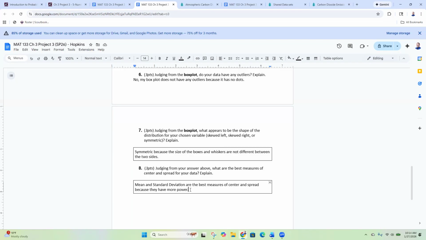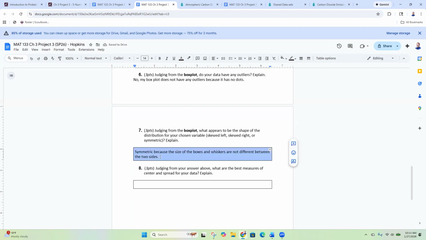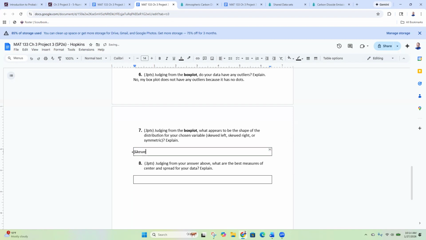Most of you are not going to put that answer because most of you have skewed data. So if I had, let's go back to what I had before. Skewed right because I have my outliers. If you wrote skewed, whether skewed left or skewed right, then you'll go with the other answer, which is median and interquartile range.